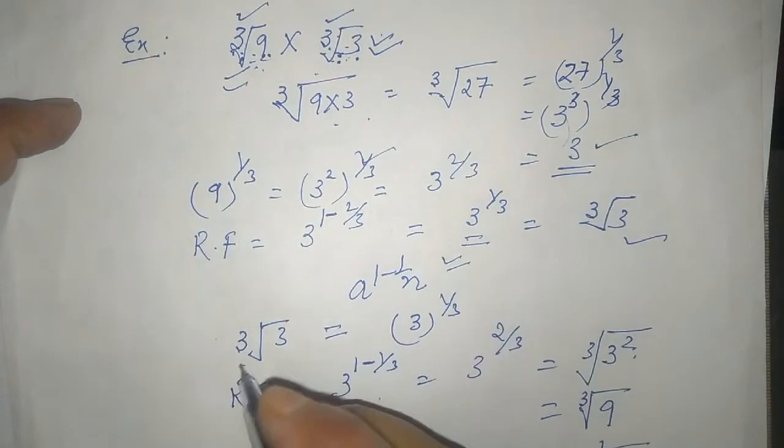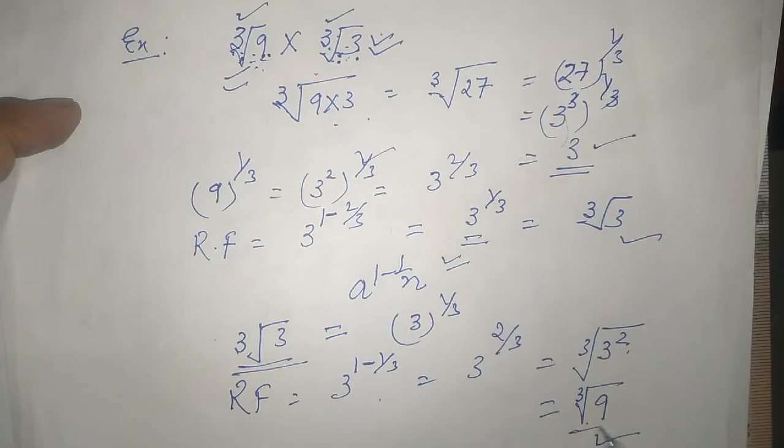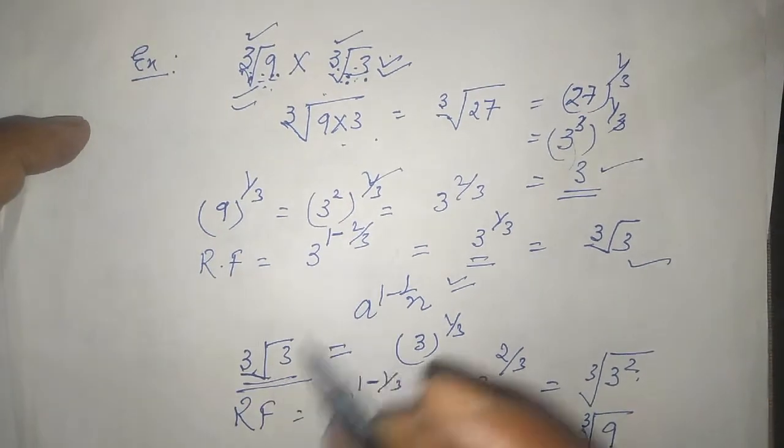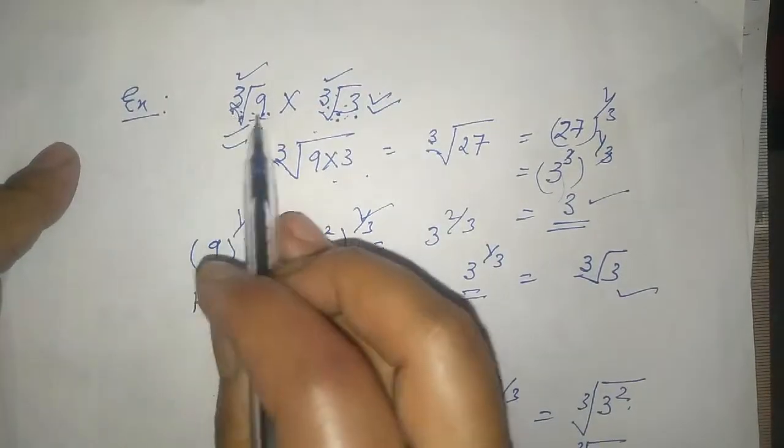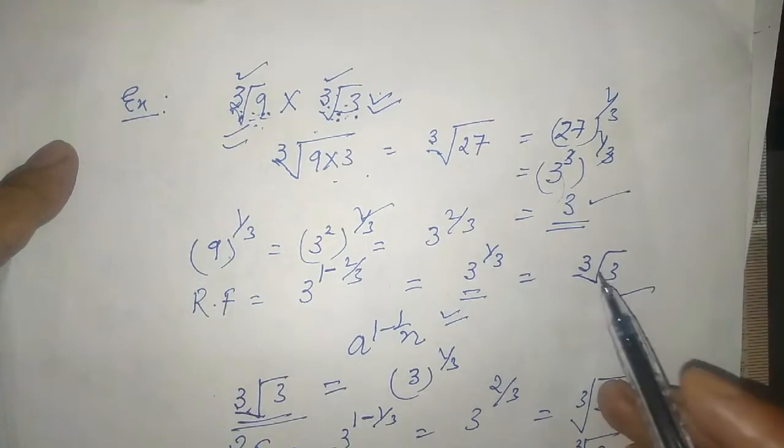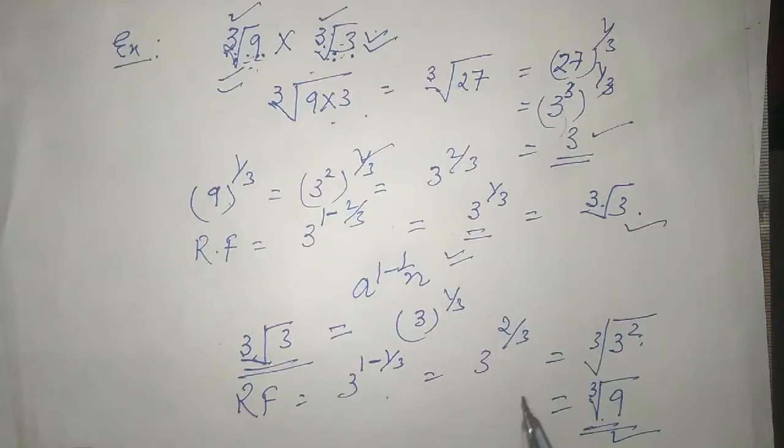So rationalizing factor of 3 root 3 is cube root of 9, and the rationalizing factor of cube root of 9 is what? Cube root of 3. So this we have verified.